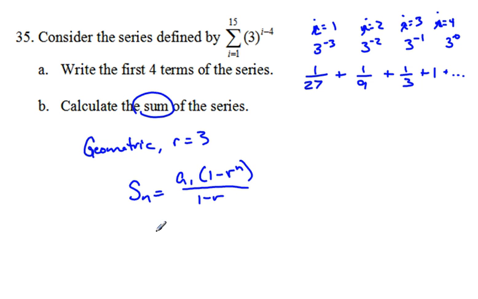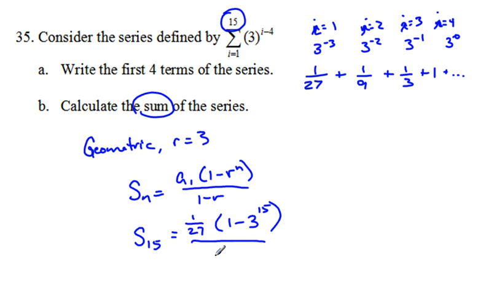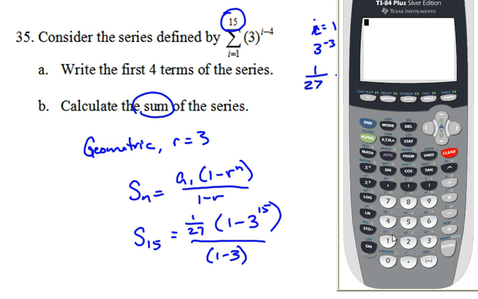So here's our sum formula, and we're finding the sum of 15 terms. I know my first term, it's 1 over 27. I know my r, it's 3. n is 15, all over 1 minus 3. And now it's about putting it in our calculator correctly. So here we go. We've got 1 divided by 27 as our first term. And then we've got 1 minus 3 to the 15th divided by, and make sure the bottom's in parentheses or you subtracted it in your head. Divided by parentheses 1 minus 3, press return.